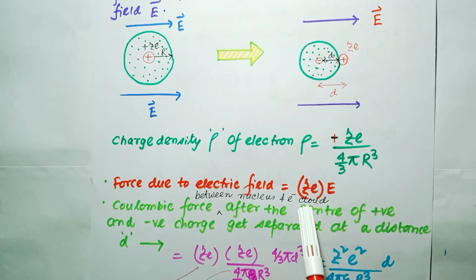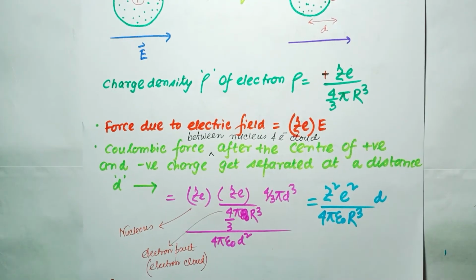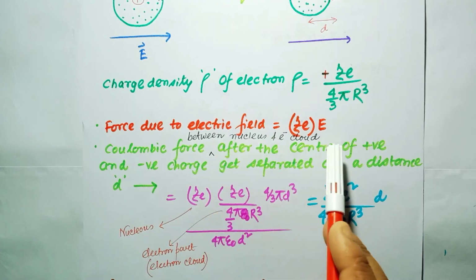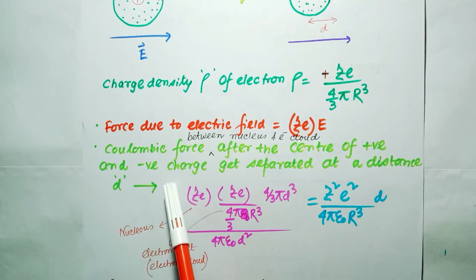So what is this? Q times E, Q times the value of the electric field, where Q means the total charge, either the nucleus charge or the electron charge, that is Ze times E. Another one is the Coulombic force that acts between the positively charged nucleus and the electron cloud, after the centers of the positive and negative charge get separated by a small distance d.